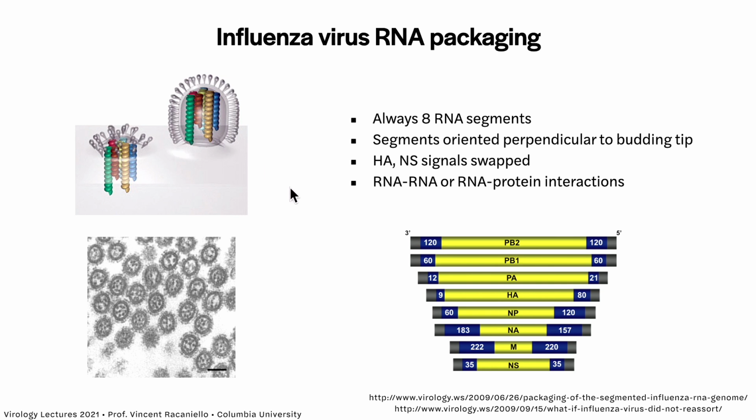And you can actually swap them. In one experiment, the HA and the NS signals were swapped. In other words, you take the 9 and the 80 and you put it on the NS, and then you take the 35 and the 35 and put it on the HA, and that works fine. So they're not specific to each segment. As long as you have all the right signals there, it'll still work. So there are specific packaging signals. The precise mechanisms are not yet worked out, but it's not a random assembly mechanism.